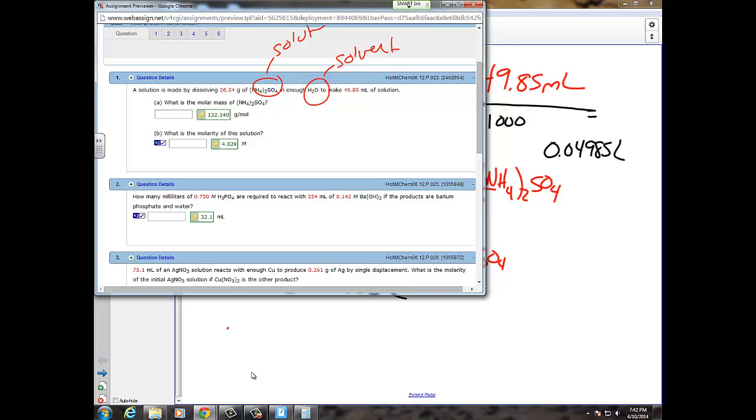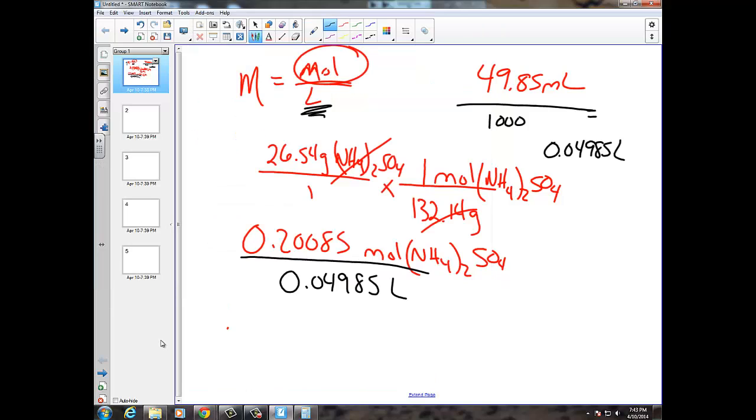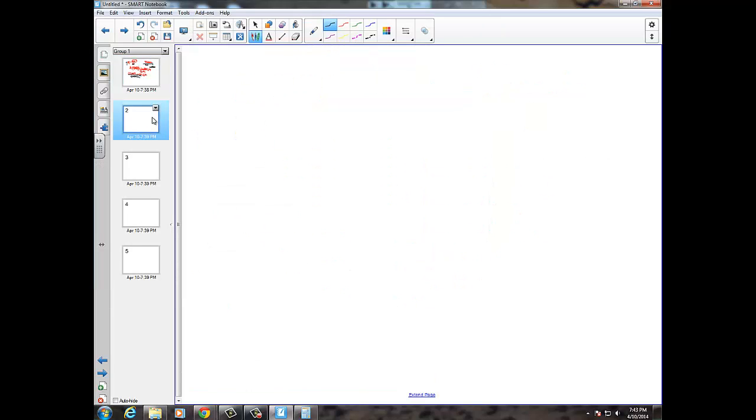Now, the one that always gives everybody the most trouble is number 2. How many milliliters of a 0.750 molar H3PO4 phosphoric acid solution are required to react with 254 milliliters of a 0.142 molar barium hydroxide solution if the products are barium phosphate and water? Well, like we went over today in class, I don't have enough information to solve only one of these because, again, your equation is molarity equals moles over liters. You can rearrange that to solve for any of the 3, but you have to know 2 of the unknowns.